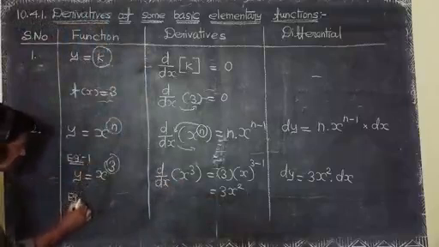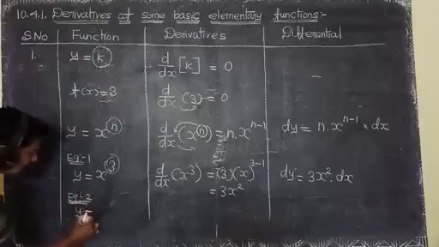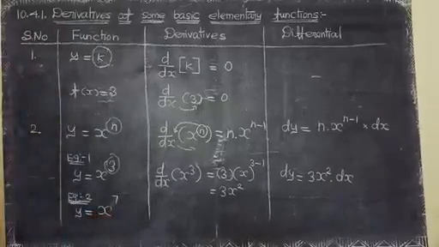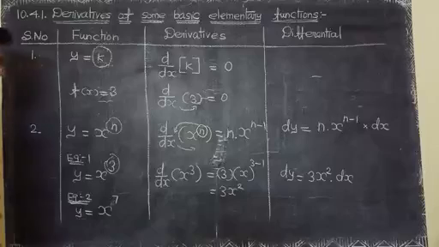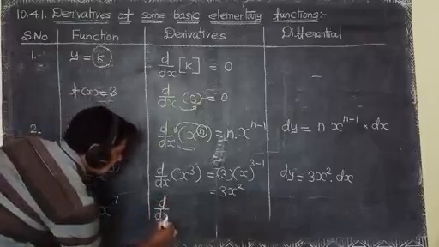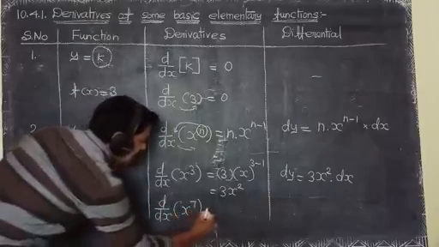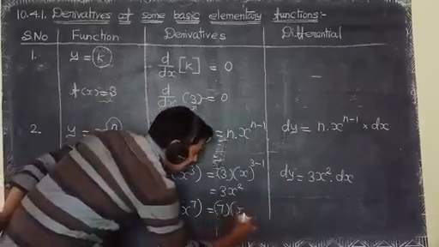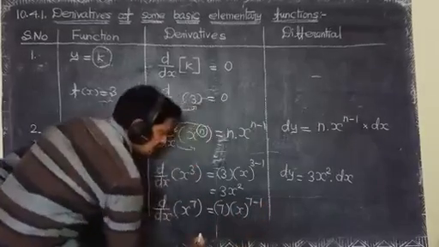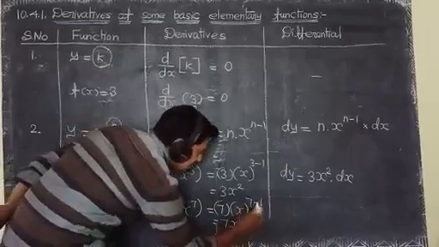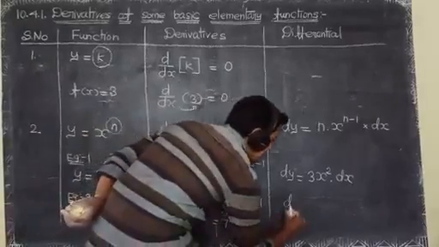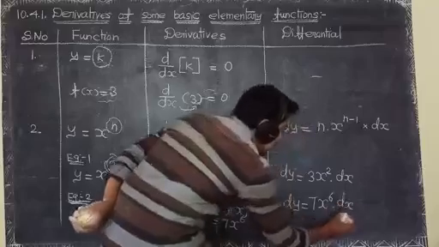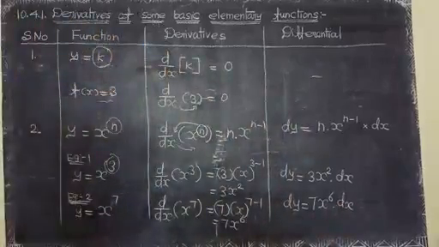Example 2: y equal to x power 7. Here d by dx of x power 7, here n equal to 7. n into x power n minus 1, that is 7 into x power 7 minus 1, which is 6. Therefore dy equal to 7x power 6 into dx.